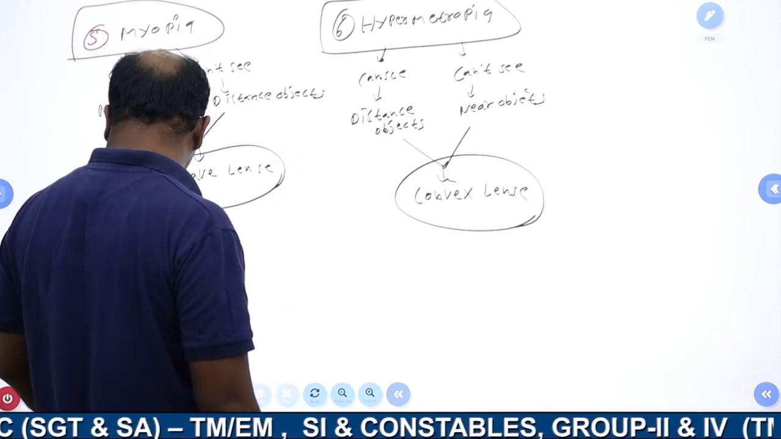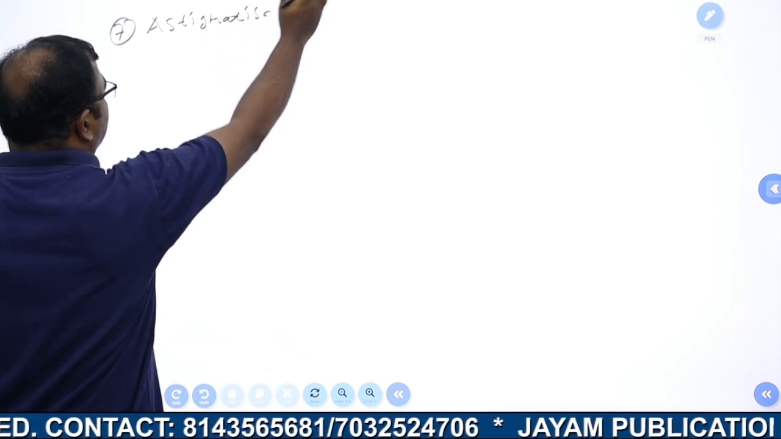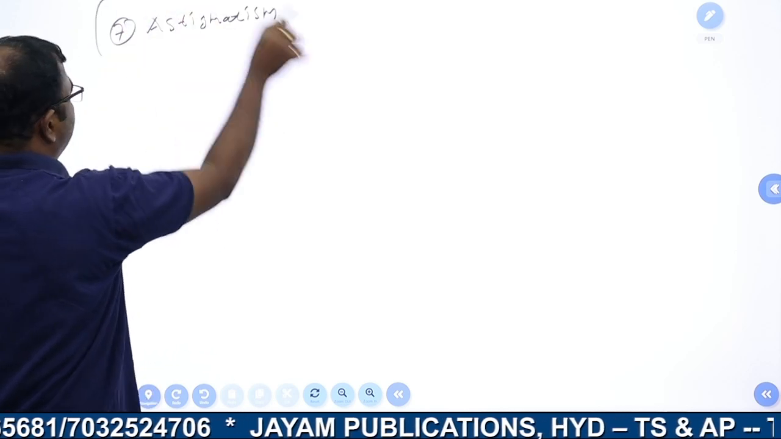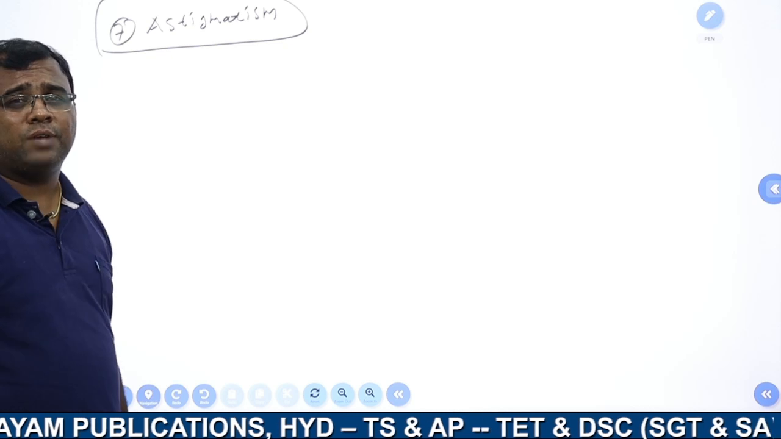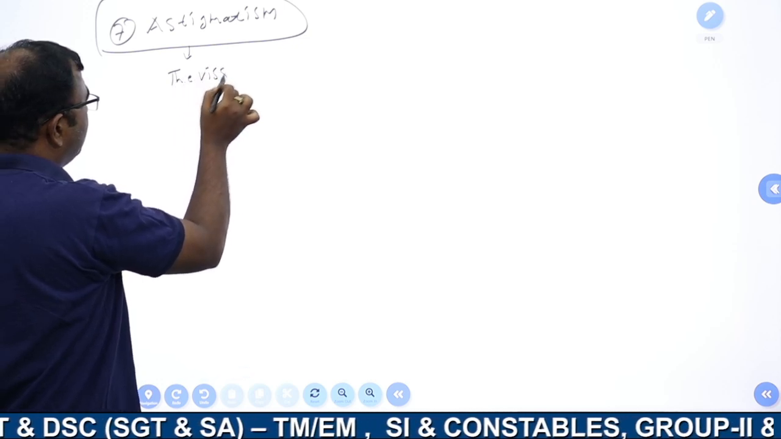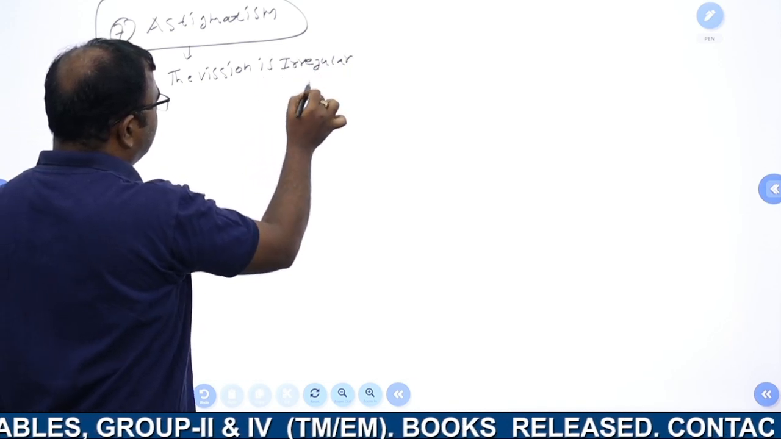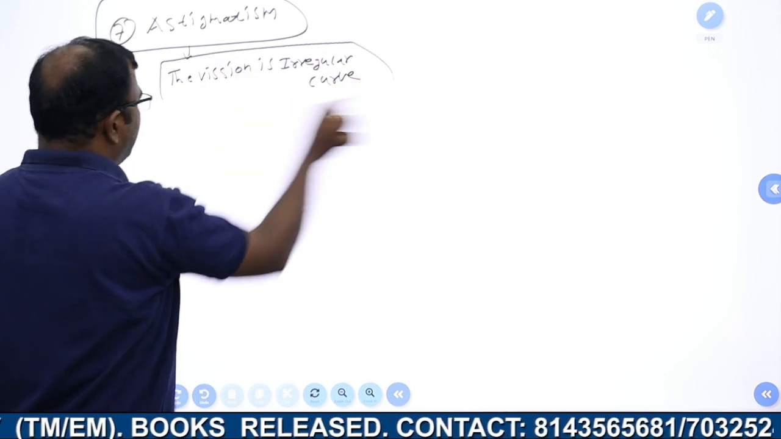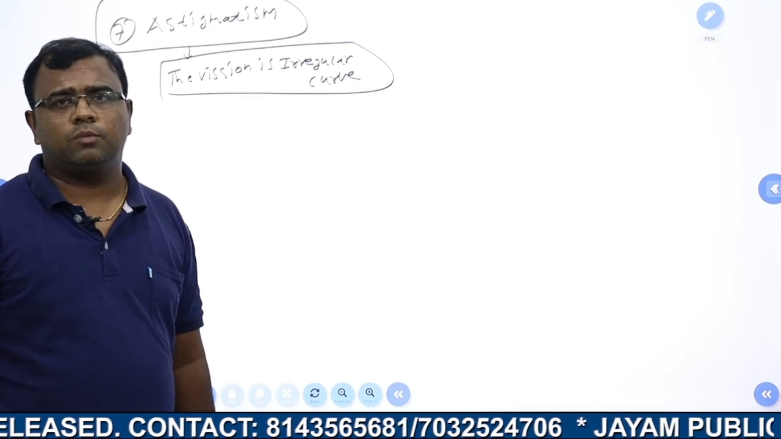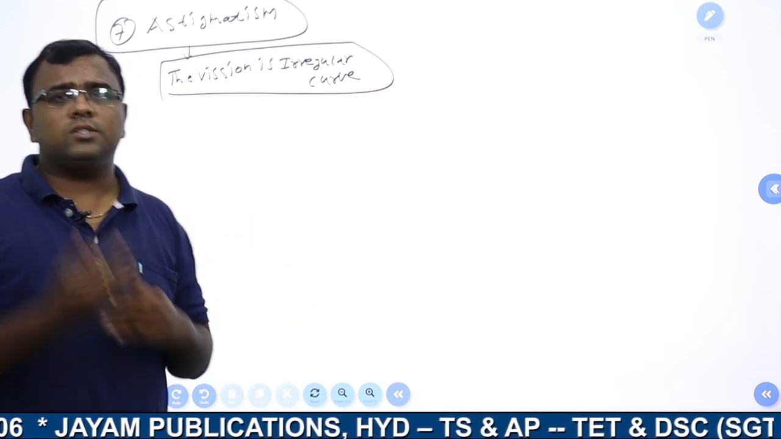And next, this goes to astigmatism. The astigmatism persons' vision is irregular curve. This is the main thing of astigmatism persons. The astigmatism persons can see the objects. The objects are irregular curve.